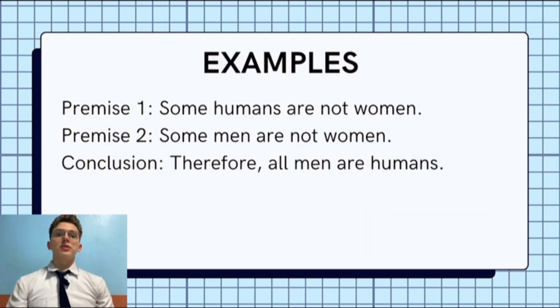Let's move on to example 2. Premise 1. Some humans are not women. Premise 2. Some men are not women. Conclusion. Therefore, all men are humans.